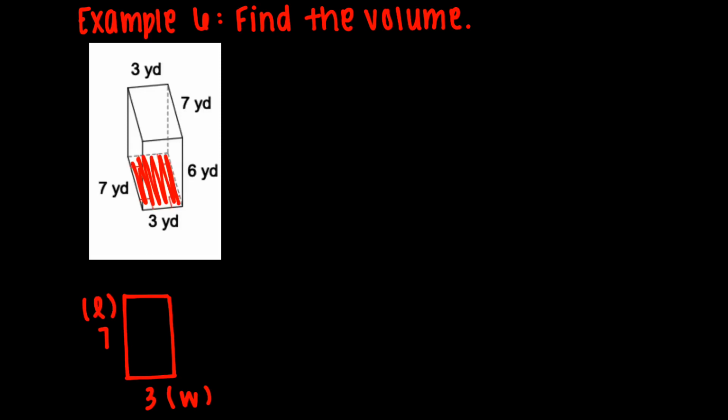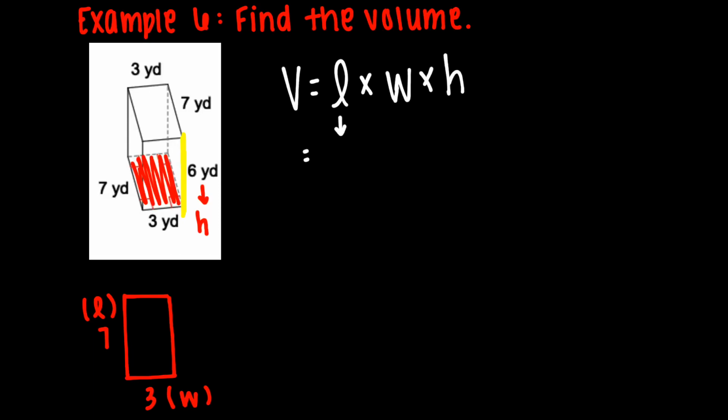And then the last step to find all of our measurements, we look at the side that's connecting my top and my bottom bases. And that measurement is going to end up being our height. So in this example, it's 6. So going back to our formula, volume is equal to length times width times height. I have all 3 of those measurements, so I'm good to go. My length here is 7 times my width is 3. And then finally, my height is 6.